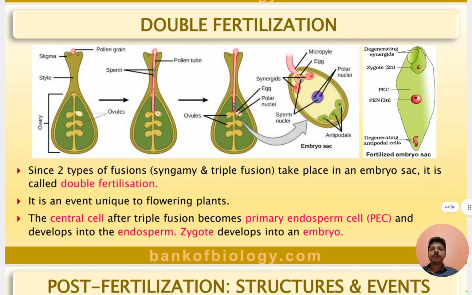Next, since two types of fusion, that is syngamy and triple fusion, take place in the embryo sac, it is called double fertilization. It is an event unique to the flowering plants. The central cell after triple fusion becomes the primary endosperm cell, PEC. The central cell is called the primary endosperm cell, and it develops into endosperm. Zygote develops into embryo.